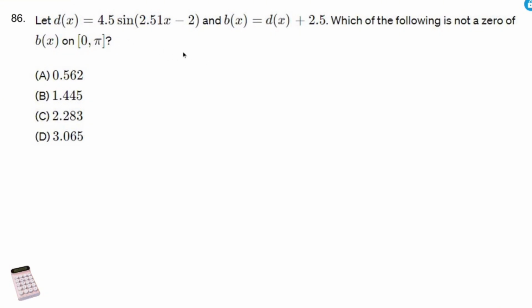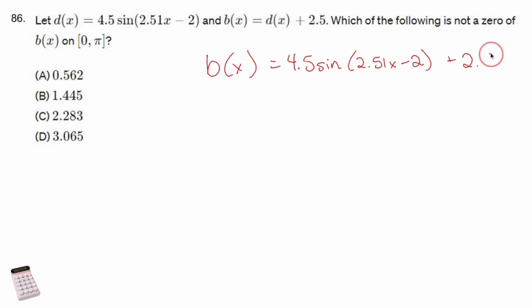All right, well, b of x is just d of x added to 2.5, so let's change that. We care about b of x. B of x is now going to be 4.5 sine(2.51x minus 2) plus 2.5. So all I did was rewrite d of x and add the 2.5. I just added the midline there.